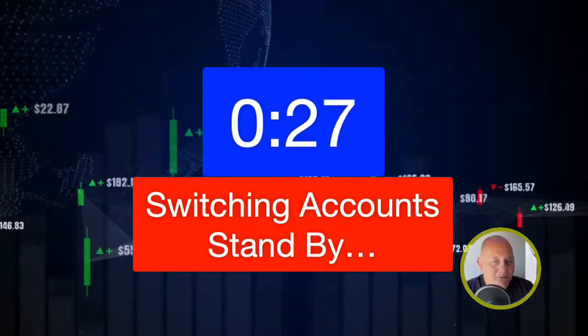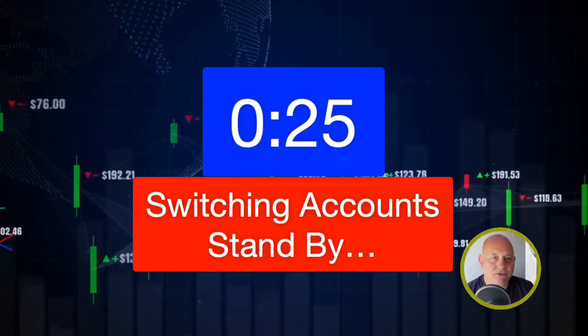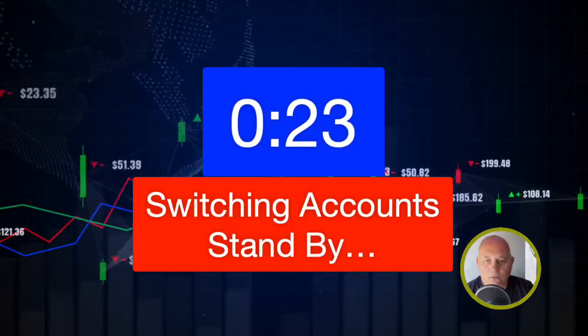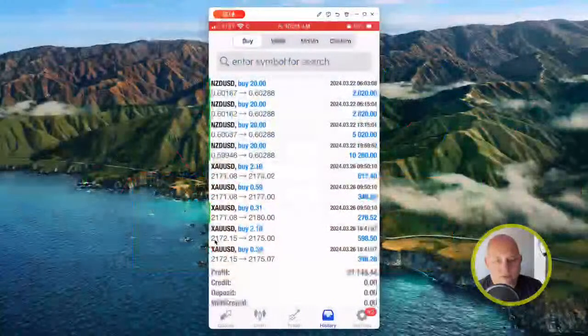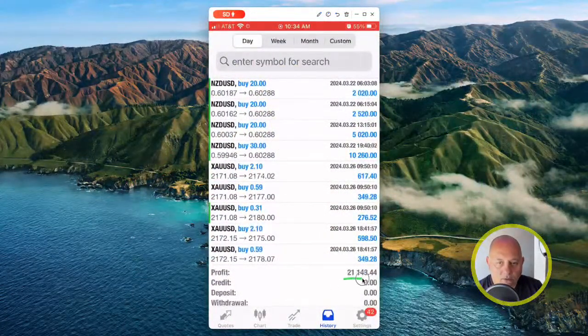So this is going to be outrageous. I get it. Let me share the screen with you here. We'll go right to the profit, and then I'll show you some trades. So here it is, $21,143.44, taking my automated signals, my automated trades, I should say, into an account that's large, and I bid large.